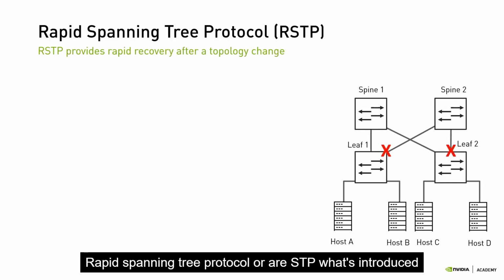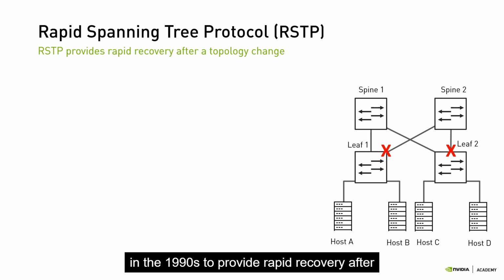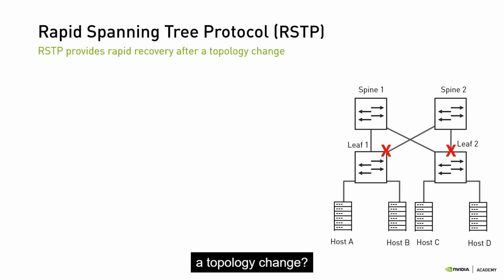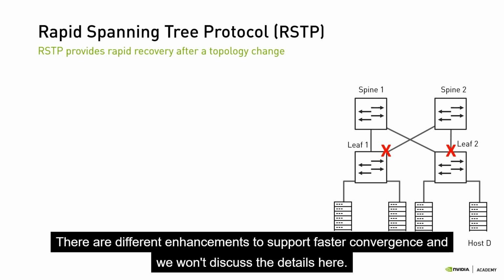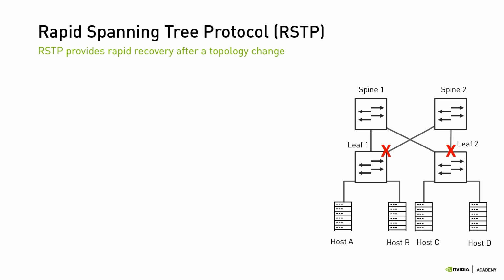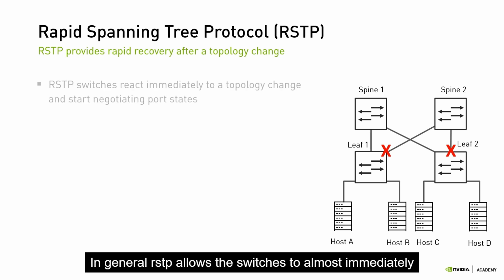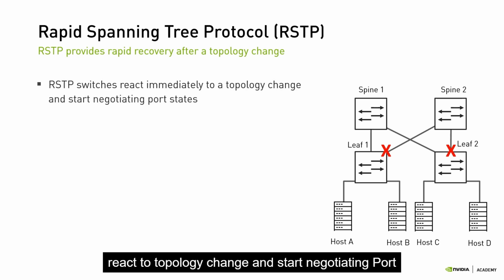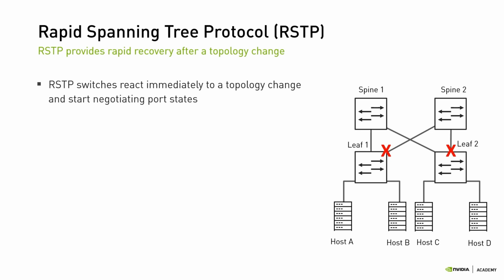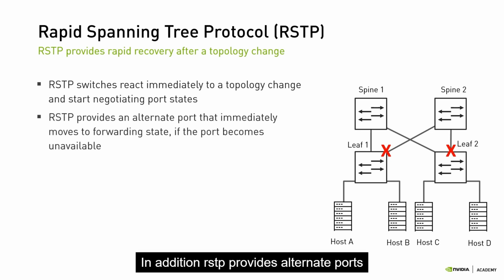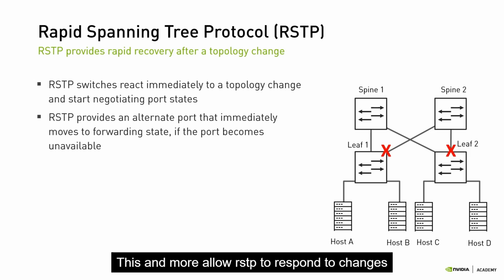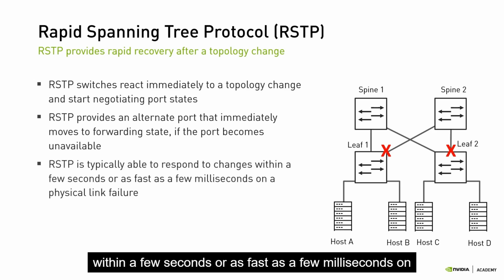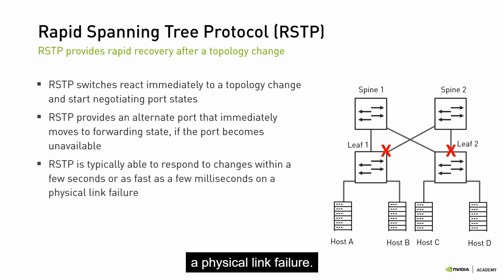Rapid Spanning Tree Protocol, or RSTP, was introduced in the 1990s to provide rapid recovery after a topology change. There are different enhancements to support faster convergence, and we won't discuss the details here. In general, RSTP allows the switches to almost immediately react to a topology change and start negotiating port states. In addition, RSTP provides alternate ports that immediately move to forwarding state if a port becomes unavailable. This and more allow RSTP to respond to changes within a few seconds or as fast as a few milliseconds on a physical link failure.